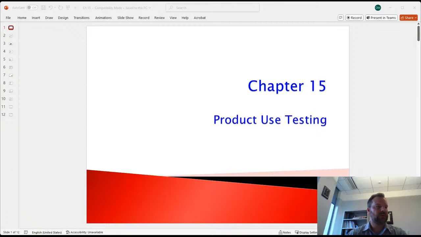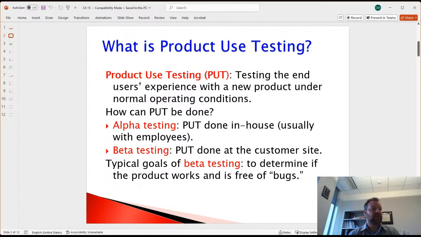Okay, looks good. All right, so chapter 15 talks about product use testing. Product use testing is testing an end user's experience with a new product under normal conditions. And so the two main types of product use testing that you may or may not be familiar with are alpha testing and beta testing.